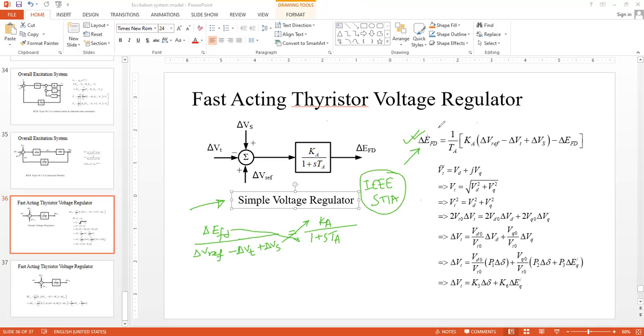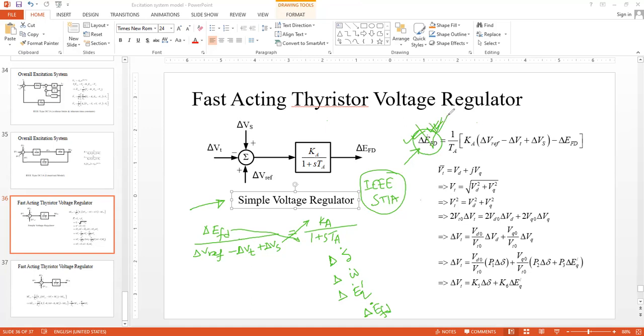So instead of 3 state equations or 3 additional states, we can continue our discussion with a single additional state. Previously we had the third order equation for the generator: delta dot, omega dot, and EQ prime dot. In the linearized version, it should be del delta dot, del omega dot, del EQ prime dot. And in addition to that, we will have another extra state for the exciter block. So this is our 4th state variable.